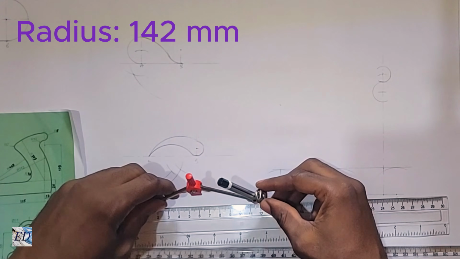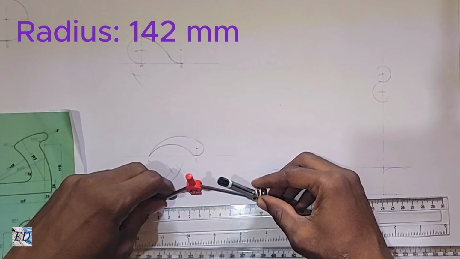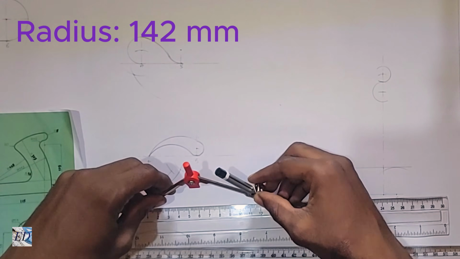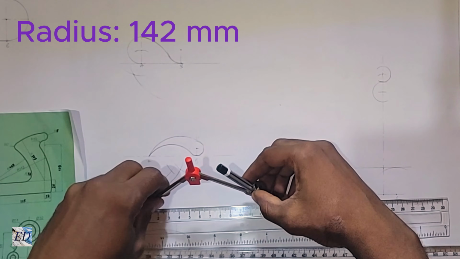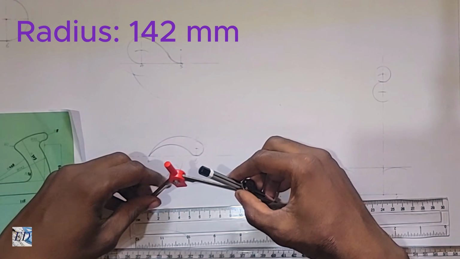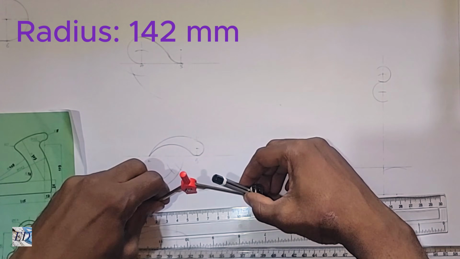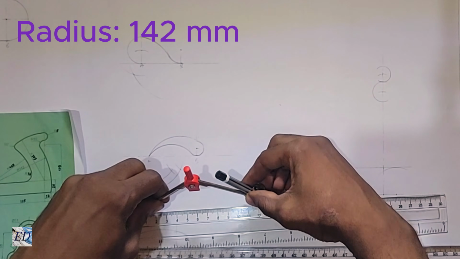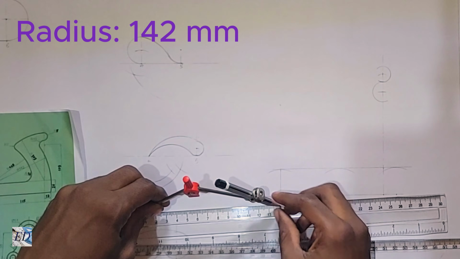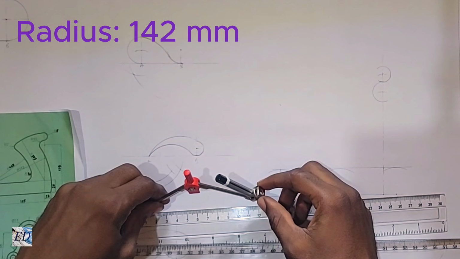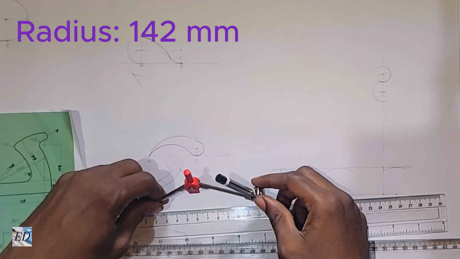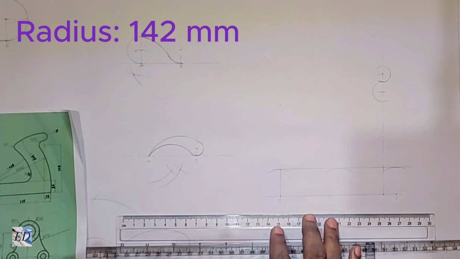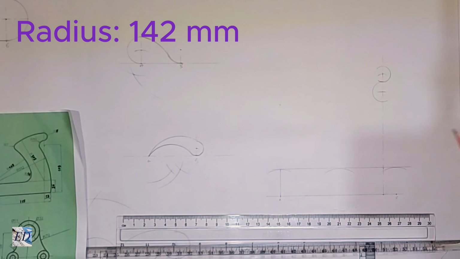Now I can go beyond 140, so I'll make it 142. So like I said, this is not always advisable. It's best you go for a compass that can reach the distance you want properly. So for myself, I need to get a bigger compass.